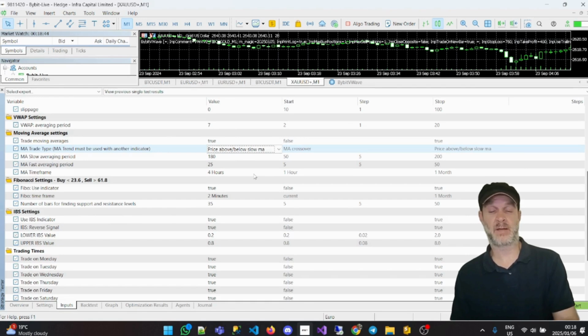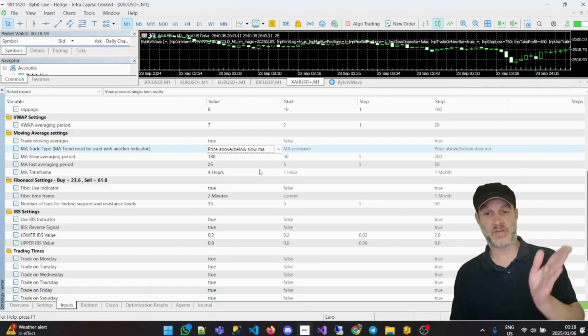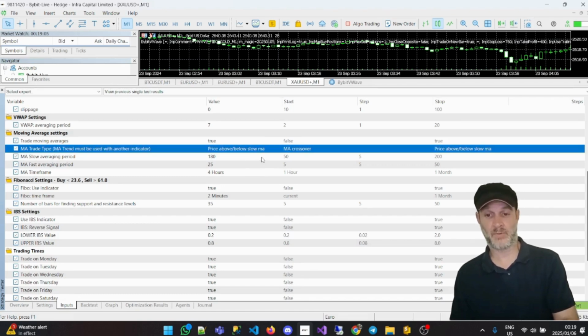You could also use the crossover strategy. So you could check, is the price above the VWAP? If the price is above the VWAP and the fast moving average crosses above the slow moving average, that's sort of like a breakout strategy where the trend changes and it starts breaking out above. Vice versa for the crossing down.